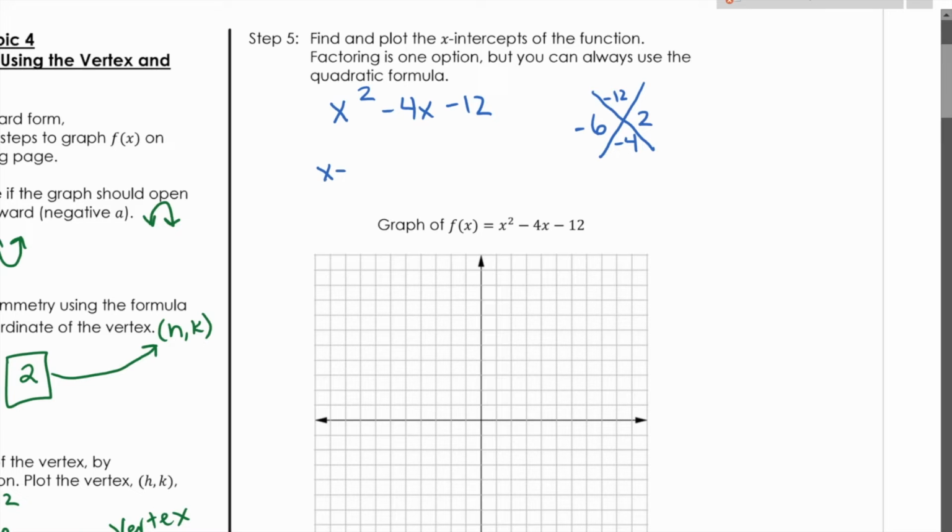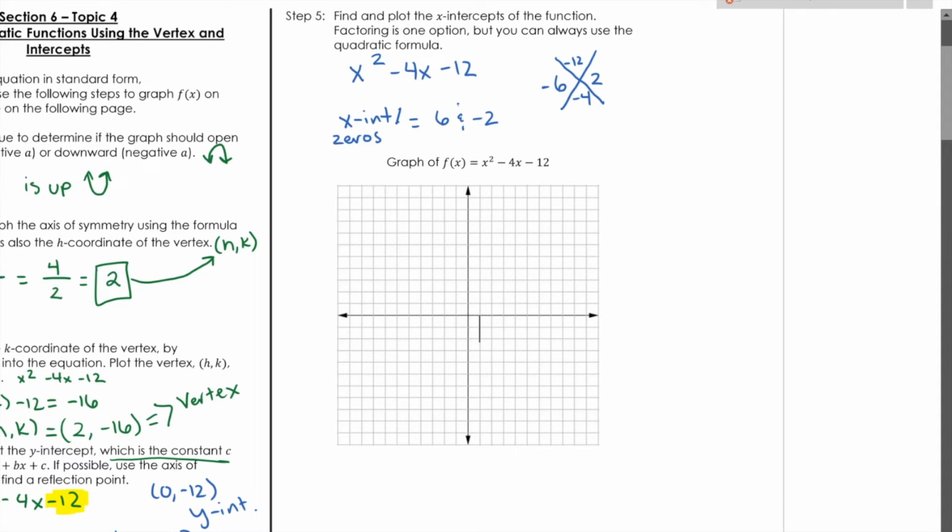So my x-intercepts, which are also known as my zeros, or roots. Remember that my zeros are always the opposites of these two numbers. So the opposite of negative 6 is positive 6, and the opposite of 2 is negative 2. So these are my x-intercepts. Now I'm done. I can graph all 3 of these points. So now let's graph all these points.